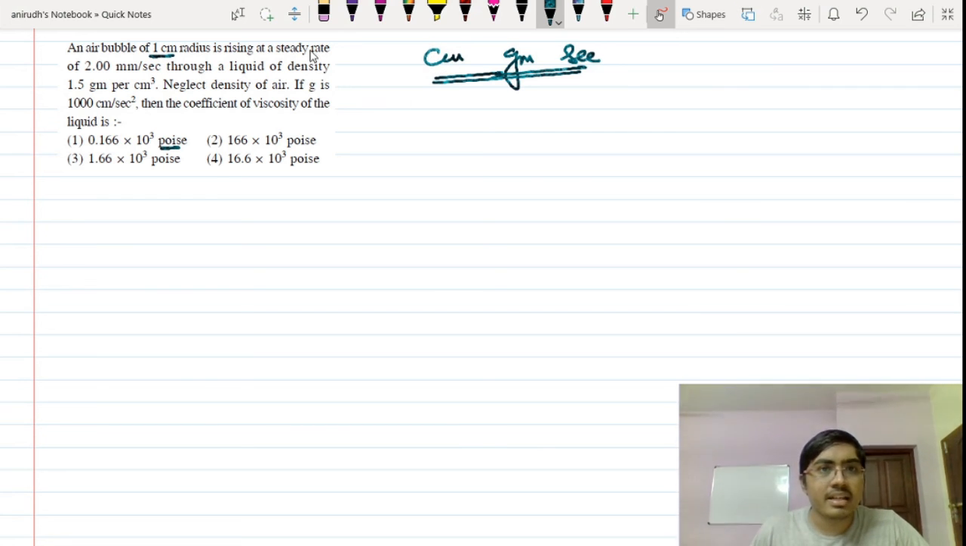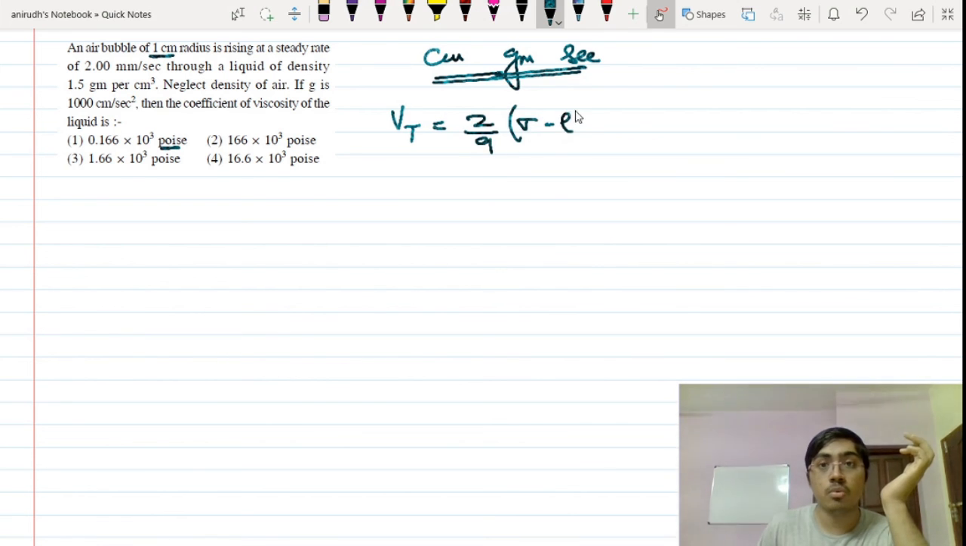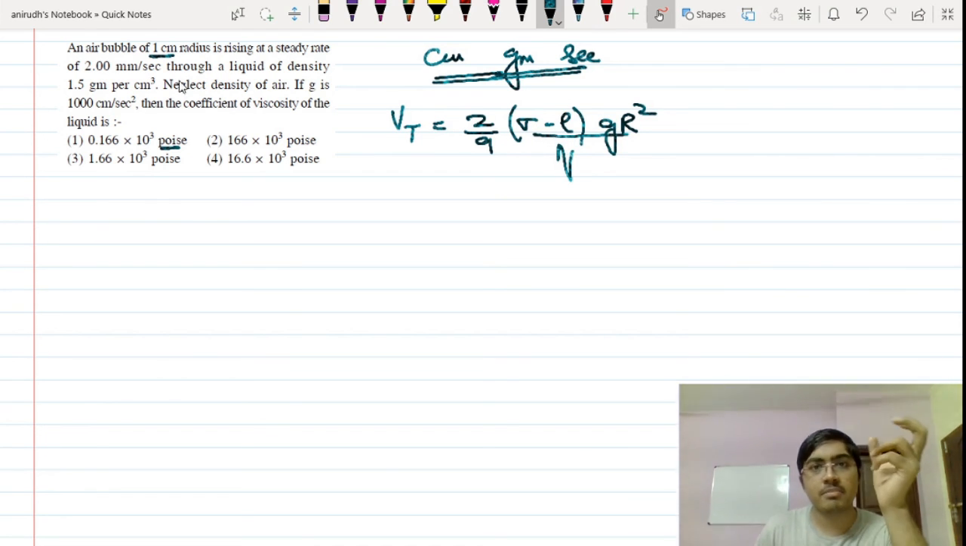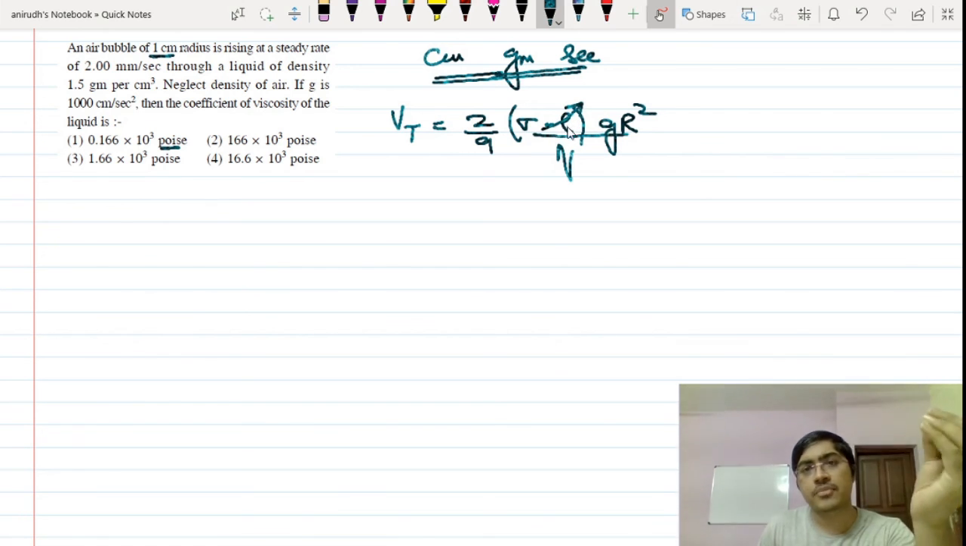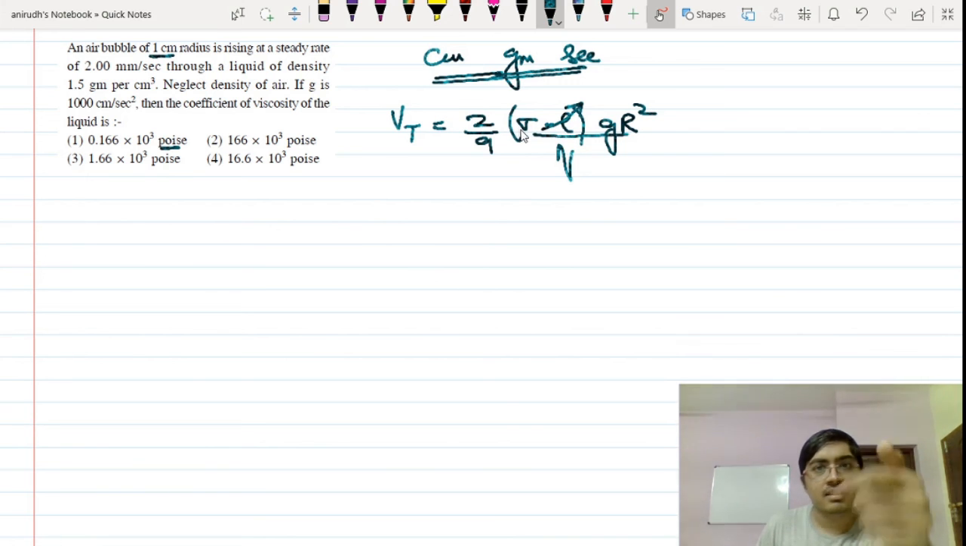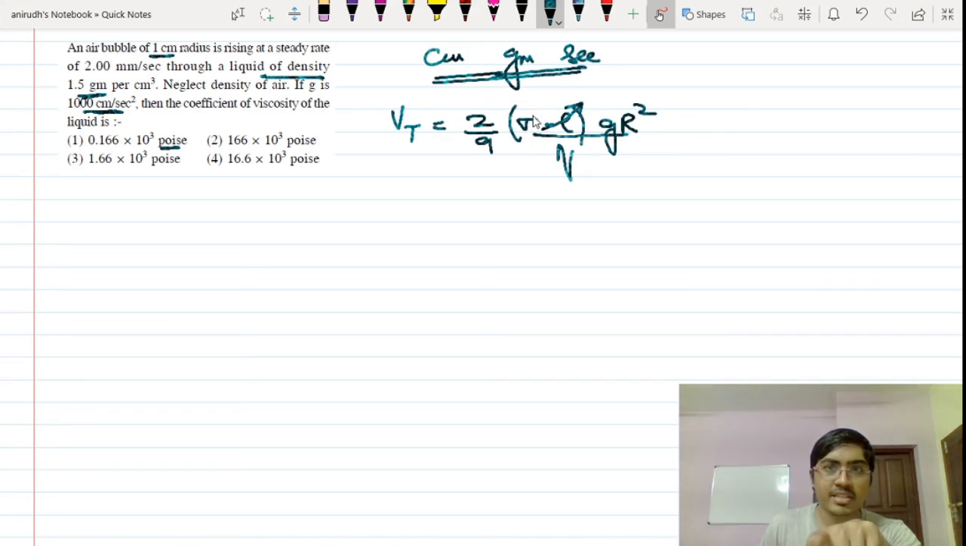That's all. 1 centimeter radius is there, it is rising at a steady state. So it simply means that you can use the equation of terminal velocity: 2 by 9, (sigma minus rho) g r square divided by eta. Now what are they asking here? Neglect the density of air. Here it is an air bubble, isn't it? So obviously you just remove this, because we just have to neglect that, right? And the sigma is given to be 10,000. If g is given to be this much and the liquid density is 1.5, in place of sigma you can substitute that.